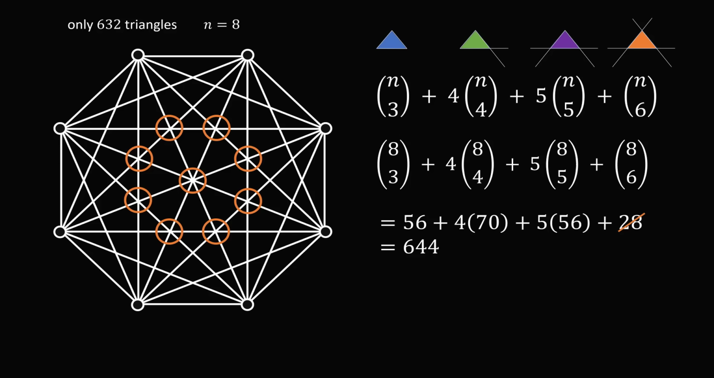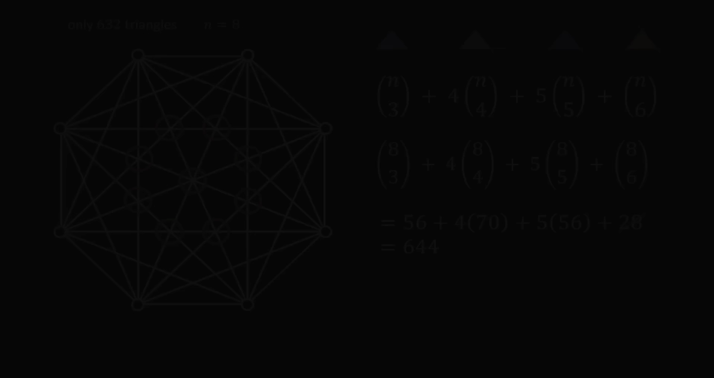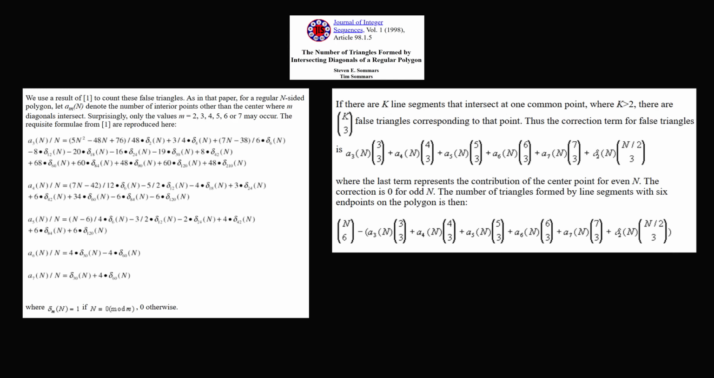So this got me wondering, is there a general formula where n is an even number? So the good news is that there is a formula. There is an article called The Number of Triangles Formed by Intersecting Diagonals of a Regular Polygon. The bad news is that it's a fairly complicated formula. It's not that easy just to write out. But for those interested, feel free.